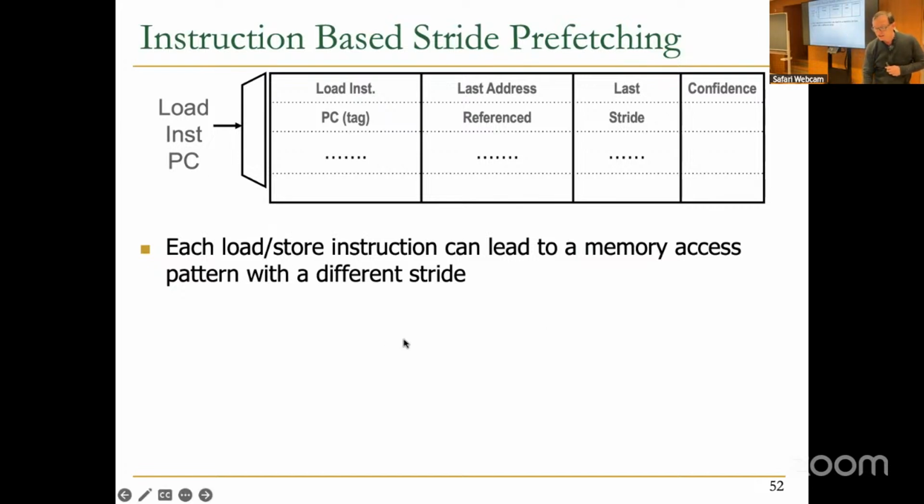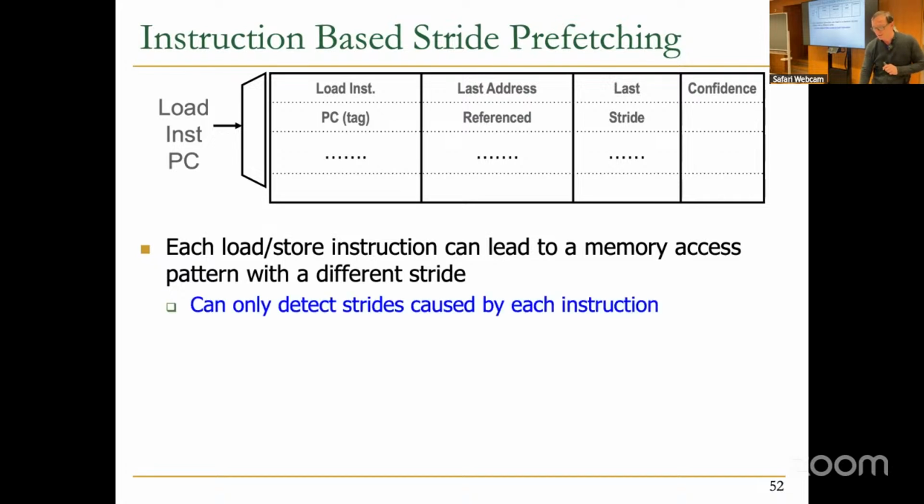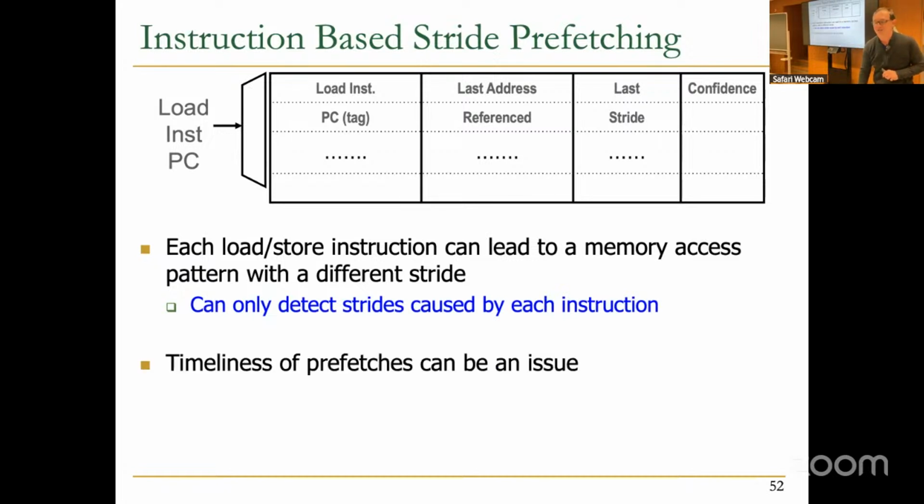So this way, each load or store instruction can lead to a memory access pattern with a different stride. So you can distinguish strides that are potentially unique to different load instructions. Now, you can only detect those strides caused by each instruction. You cannot see strides across different sets of instructions.